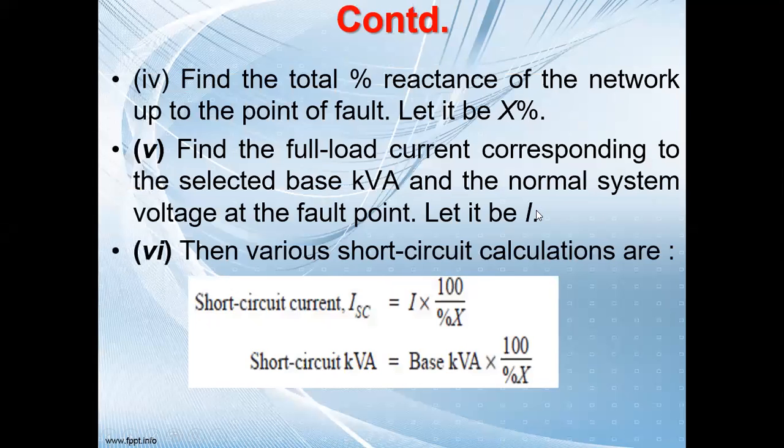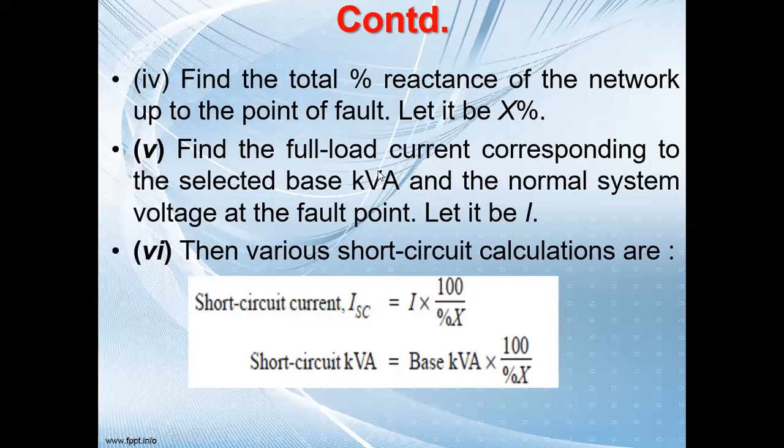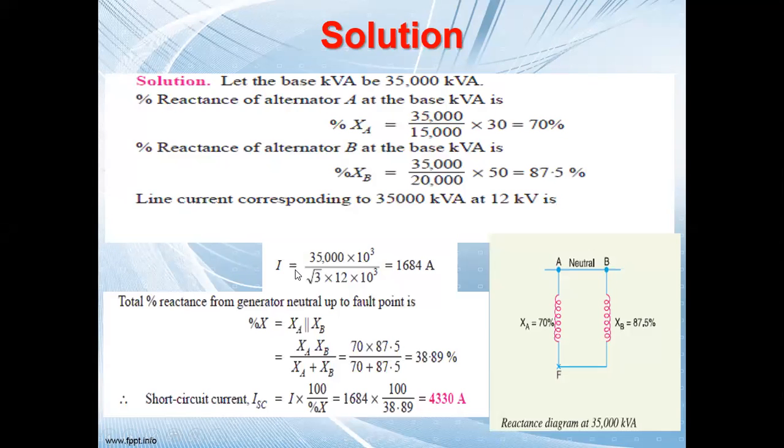Now, next step, we have converted these percentage reactances, so this step is over. Now we have to calculate the full load current. What is the full load current? It is based on this base kVA. Base kVA is 35,000 kVA. That will be the full load current.